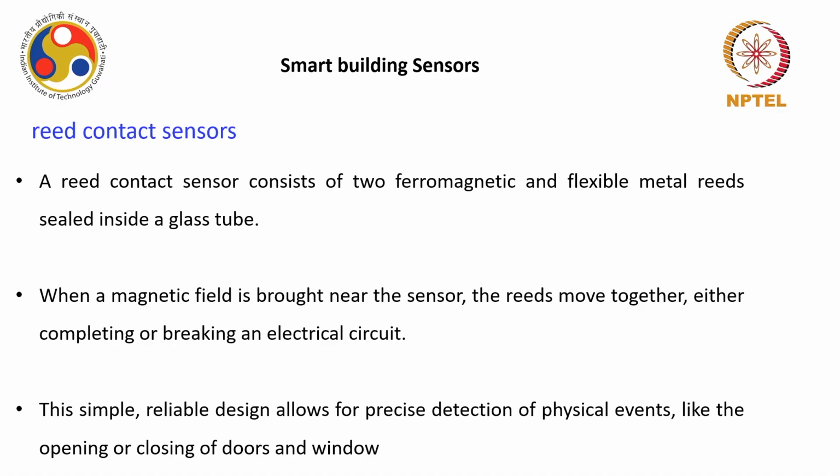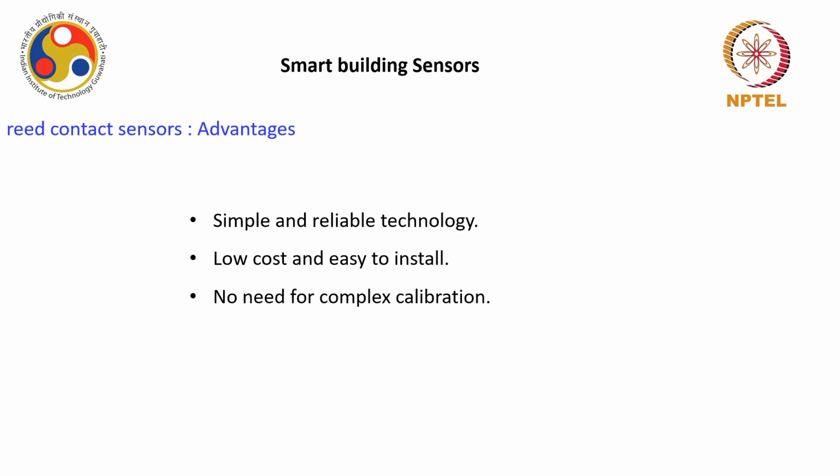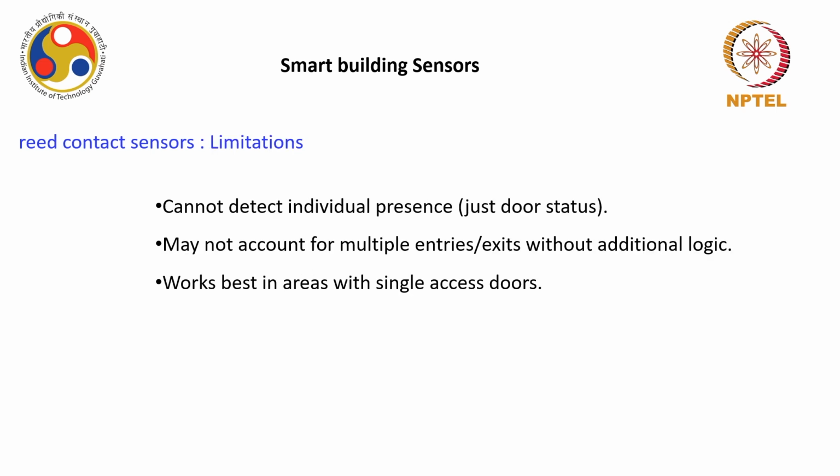So this simple, reliable design allows for precise detection of physical events, for example the opening or closing of doors and windows. Now there are various advantages associated with these small and simple magnetic reed contact sensors. As I have mentioned, they are very simple, yet a very reliable technology. They are low cost devices and can be easily installed. They do not need a complex calibration. A simple calibration can help them to operate.